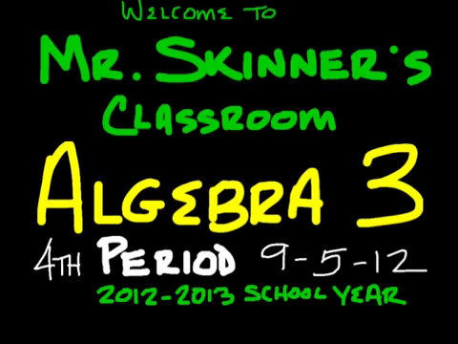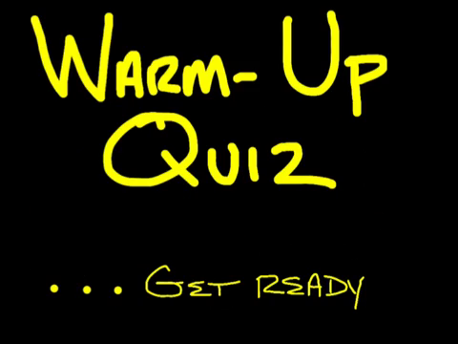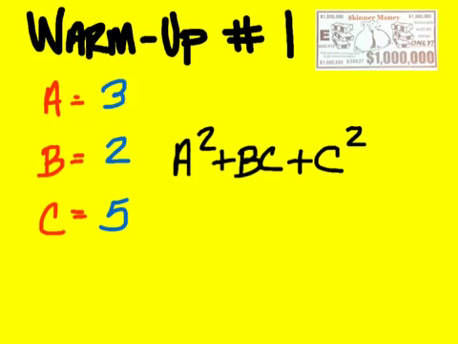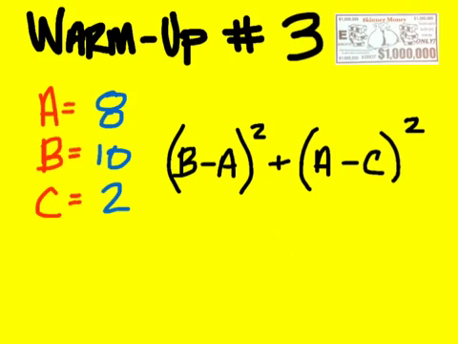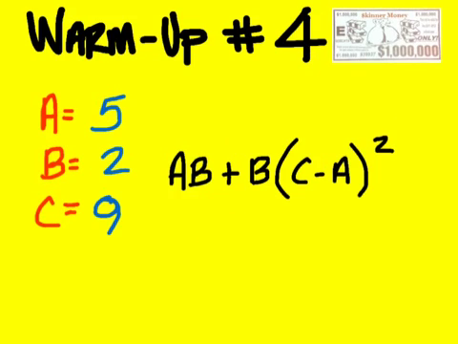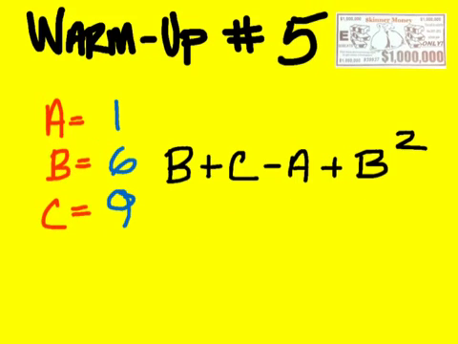Fourth period, Algebra 3, September the 5th. Warm-up quiz. Number 1. Answer is 44. Number 2. Answer should be 34. Last one. Answer is 34. There will be no number 4 or number 5.